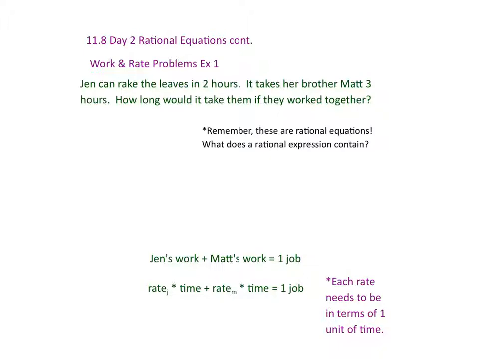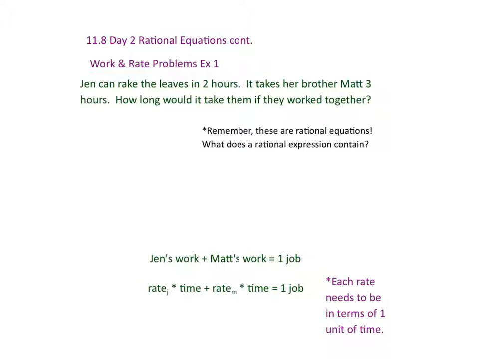Jen can rake the leaves in 2 hours. It takes her brother Matt 3 hours. How long would it take them if they worked together? What would be your guess here? Great job guessing. Let's take a look at how we would solve this problem.